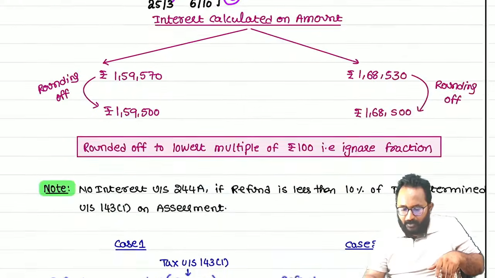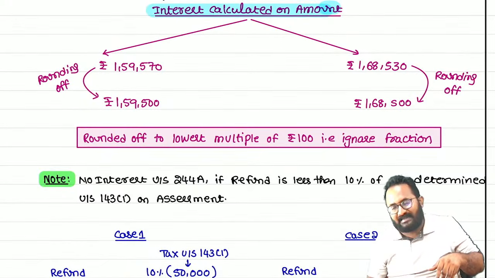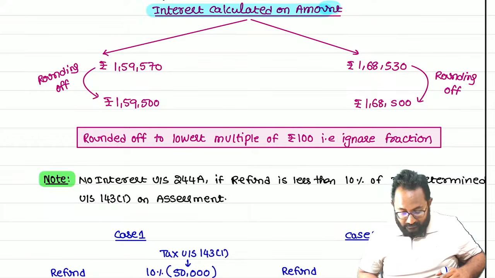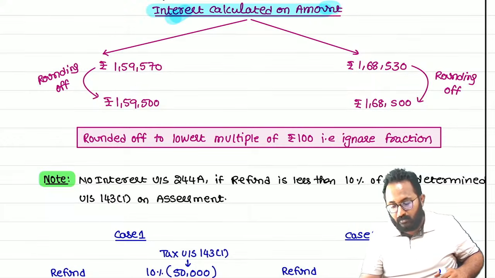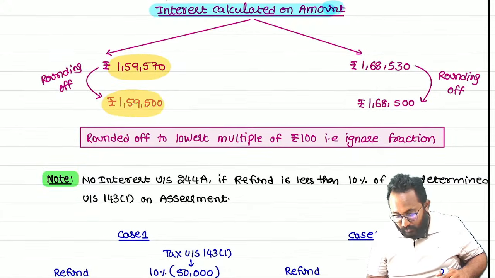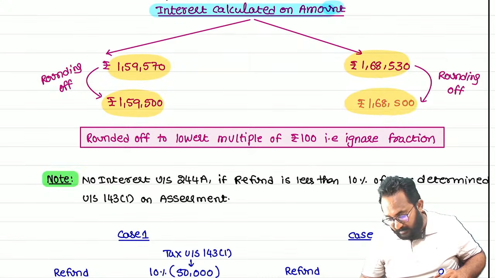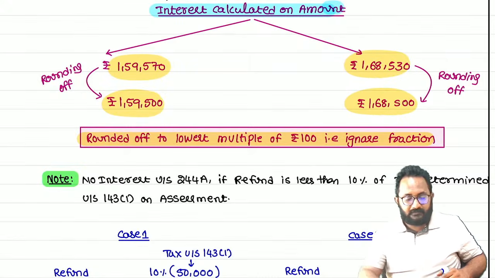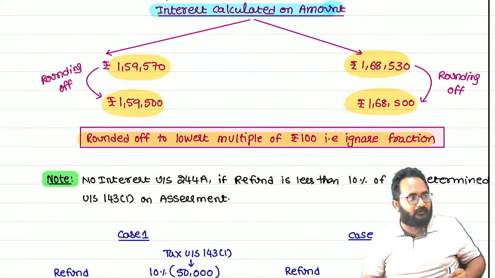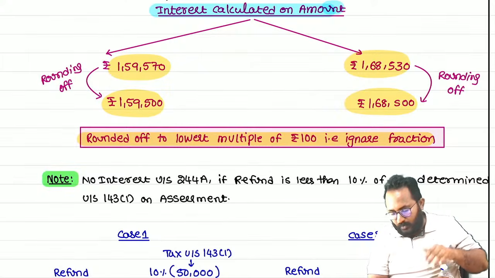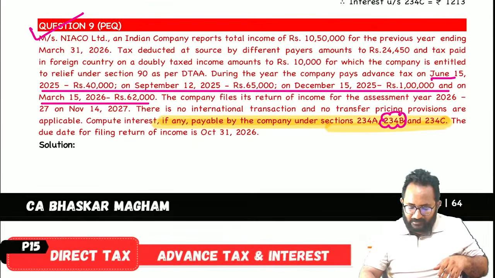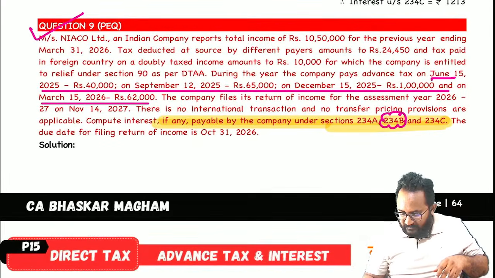Okay, so this point you already know. Whenever we are calculating interest on any amount, the amount on which we are going to calculate the interest should be rounded off to the lowest multiple of 100. So the amount on which we are calculating interest always should be rounded off to the lowest multiple of 100.